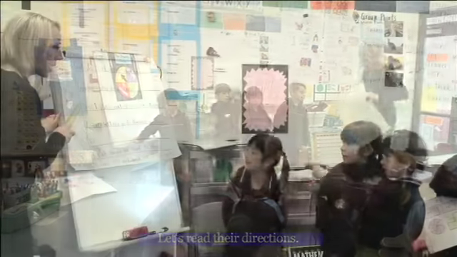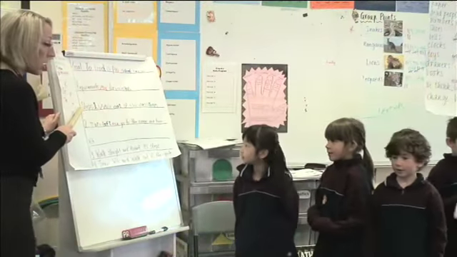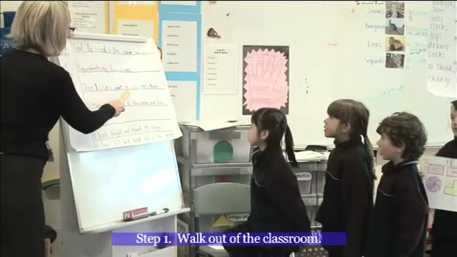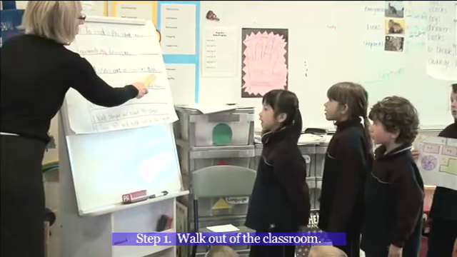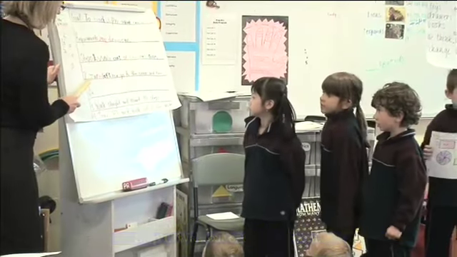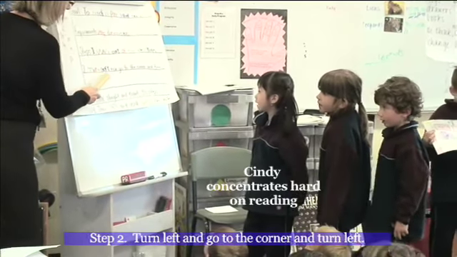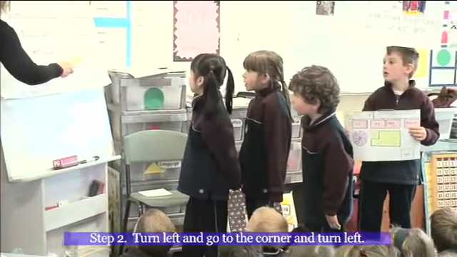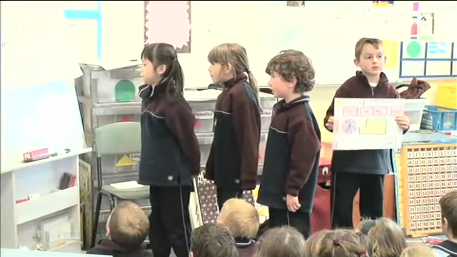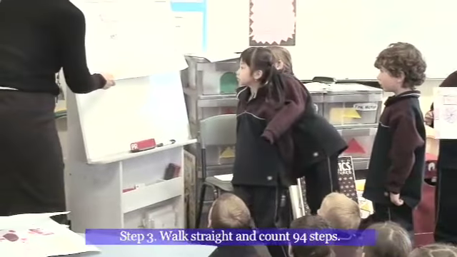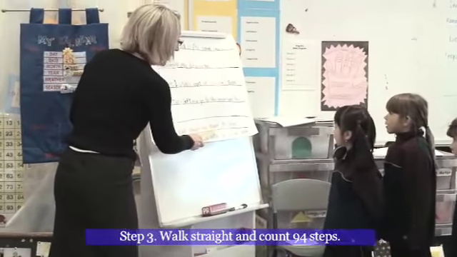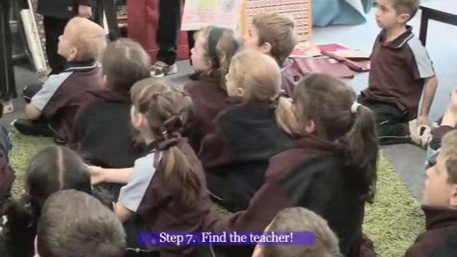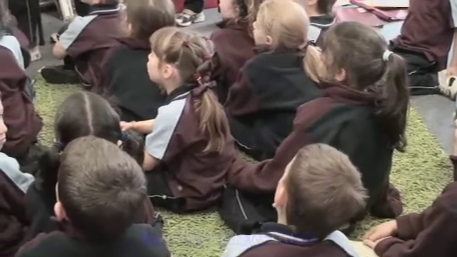Let's read them. They're the steps. So, steps. What's the first thing? One. Walk out of the classroom. Two. Turn left and go to the corner and turn left. Walk straight and count 94 steps. Seven. Find the teacher.